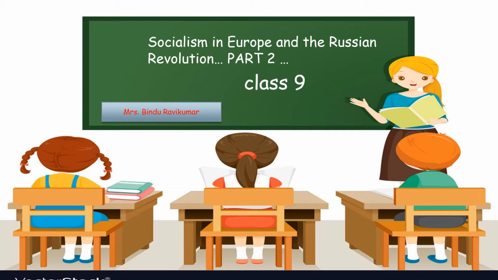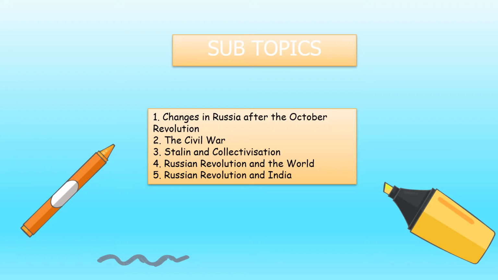In the part 1 video, we stopped with the February Revolution. In this video, we are going to see what all changes took place in Russia after the February Revolution. The subtopics of this video are the changes that took place in Russia after the February Revolution, the reasons for the October Revolution, the Civil War, Stalin and collectivization, and the impact of the Russian Revolution on the world and also on India.